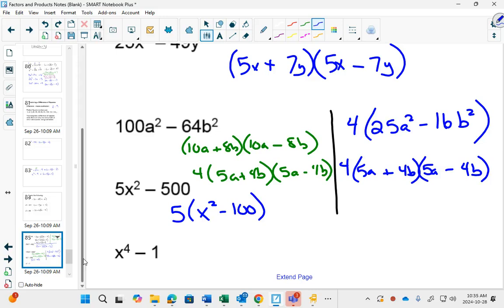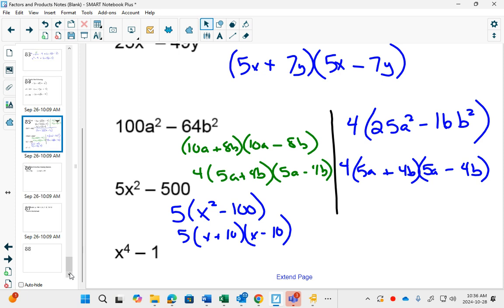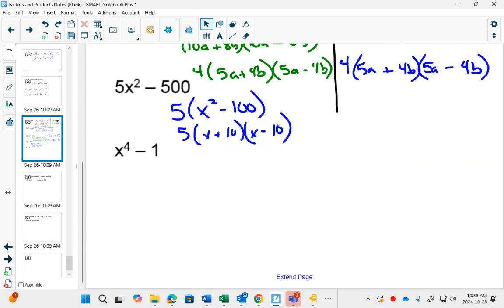And what's left is a difference of squares. So we can keep going here. Plus 10 and minus 10. And then we get to the classic on-test, on-quiz question, guaranteed to catch some of you. The classic x to the 4 minus 1.